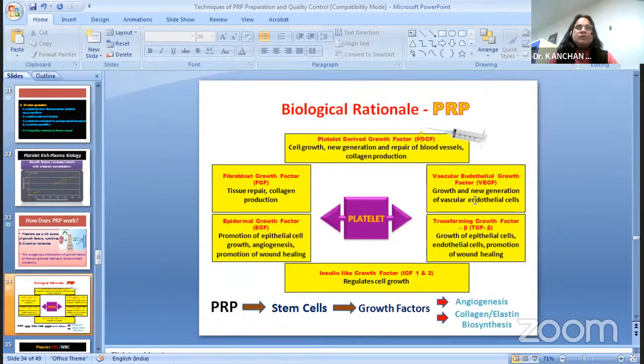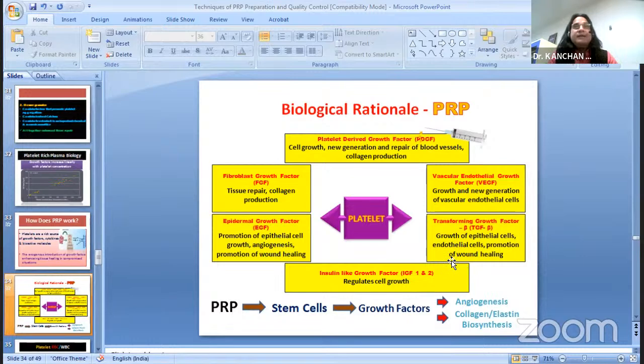You can see this slide. All the growth factors have different work, like platelet-derived growth factor. They are important for cell growth, for regeneration, repair, blood vessels, and collagen production. Then again, endothelial growth factor is important for promotion of endothelial cell growth, angiogenesis, very important, and promotion of wound healing.